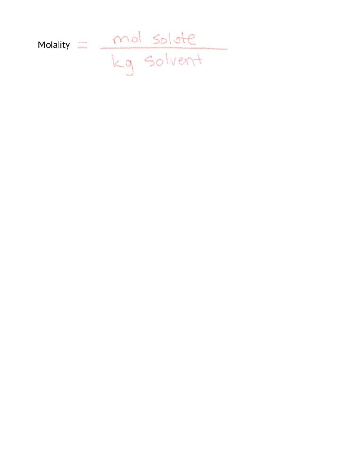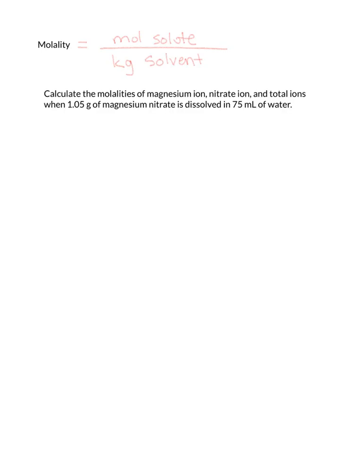And so it's really important with molality problems to keep track of which one's the solute and which one's the solvent, so that you can remember how to work them from there. So let's try a simple molality problem with the aqueous solution we worked with before. Remember, a couple of slides back, we had a problem where we dissolved 1.05 grams of magnesium nitrate in 75 mL of water, right? So again, we make very sure that we remember that this is a solute and this is a solvent. And then we wanted the molalities of magnesium ion, nitrate ion, and total ions.